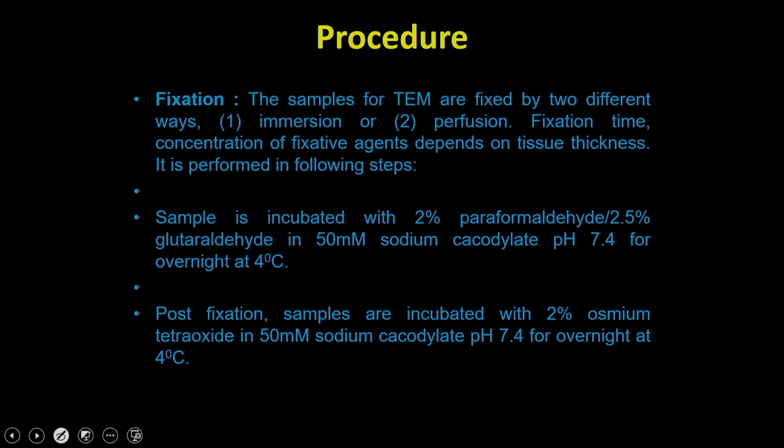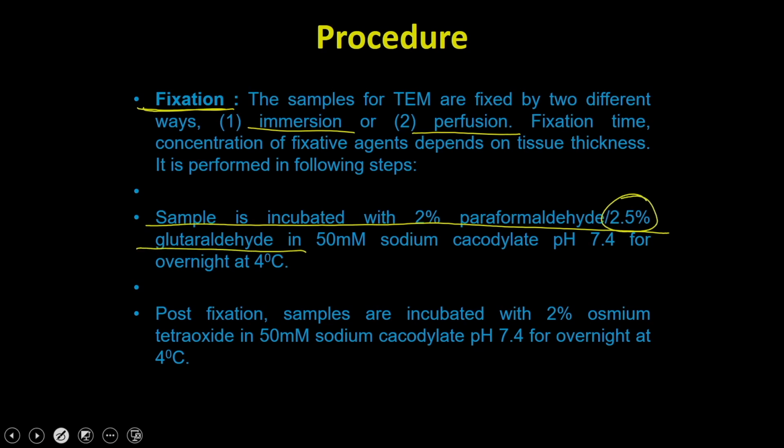So, in step 1 you are going to do a fixation. Fixation remains the same as before, but you have to use different agents compared to what we have used. Fixation can be done in two ways, either immersion or perfusion. The sample is incubated with a mixture of 2% paraformaldehyde and 2.5% glutaraldehyde in 50 millimolar sodium cacodylate, pH 7.4, overnight. That is going to give you extensive cross linking of the proteins present inside the sample, and very high fixation.